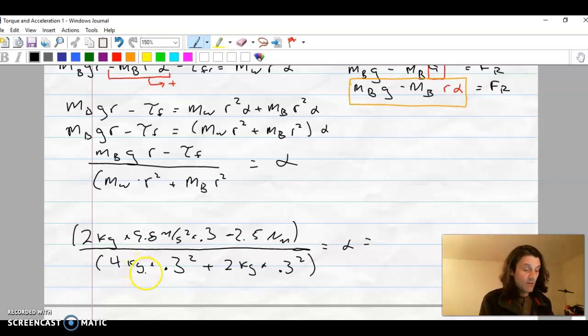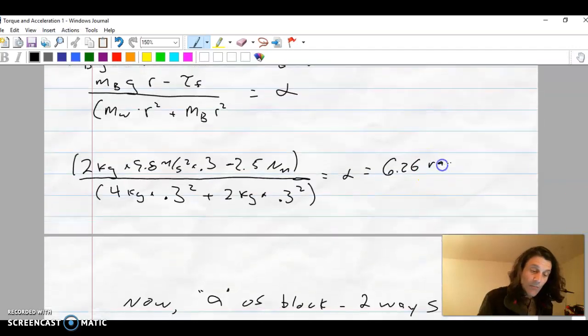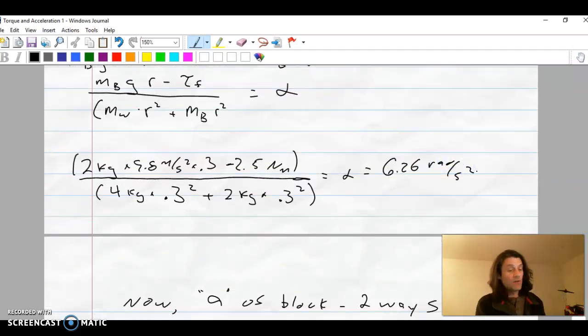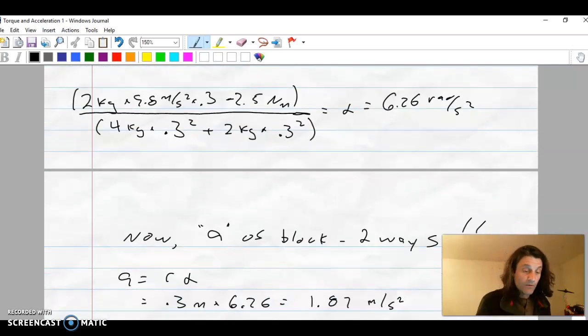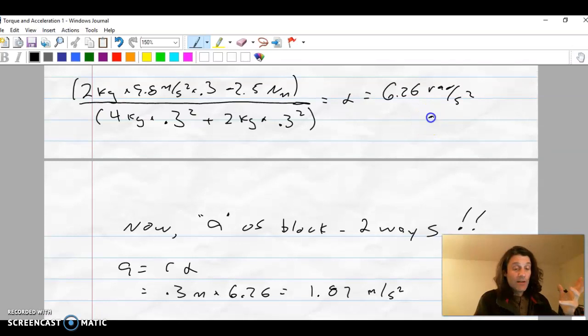So the mass of the wheel, 4, times the radius squared plus the mass of the block times the radius squared. All right, so m b g r. I forgot to write the R. This is going to be 6.26 radians per second squared. Good thing I just noticed that. That's the acceleration of the wheel, the rotational acceleration.